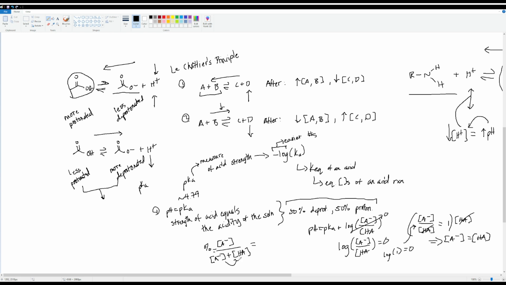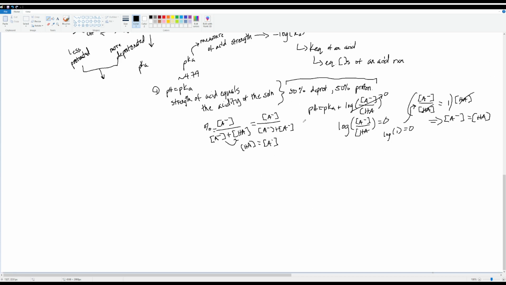But because these are equal to each other, we can say we have the concentration of A minus over the concentration of A minus plus the concentration of A minus. I'm running out of room.